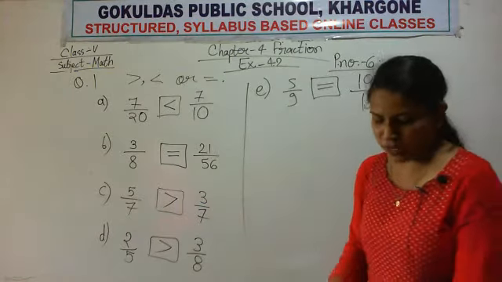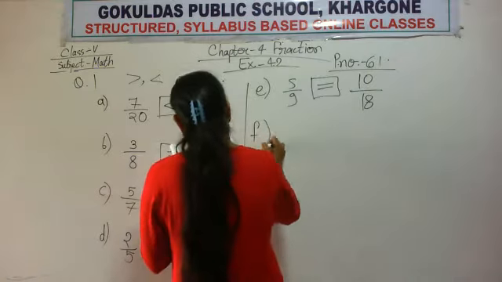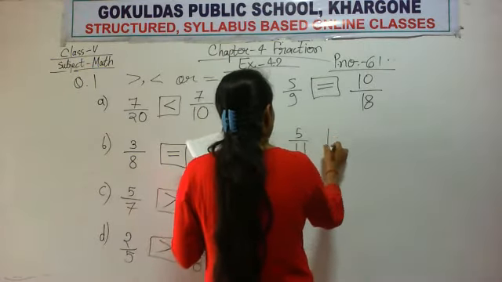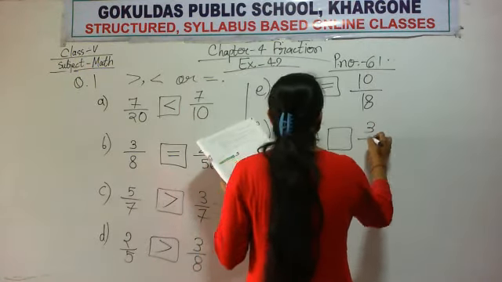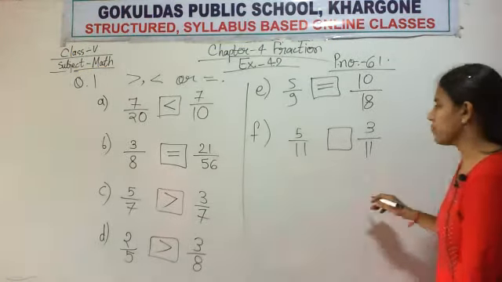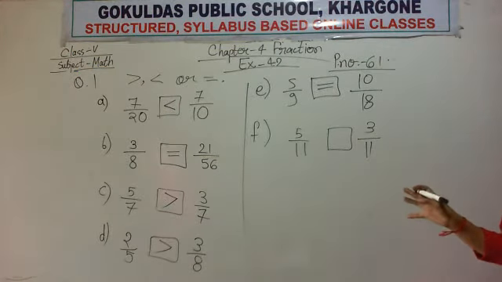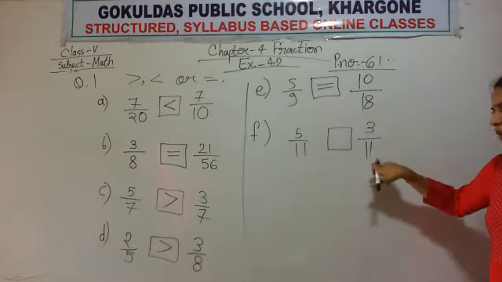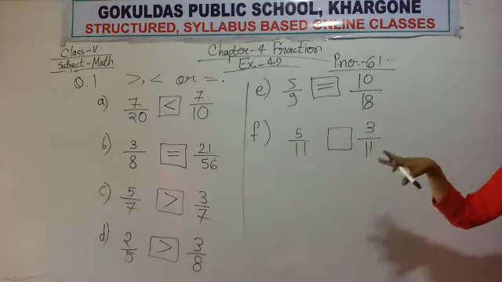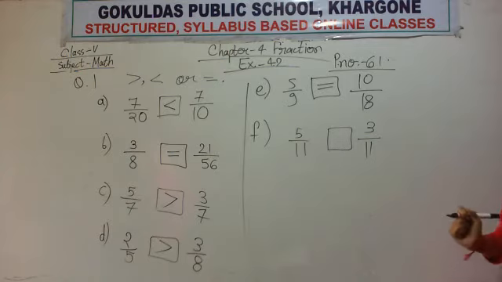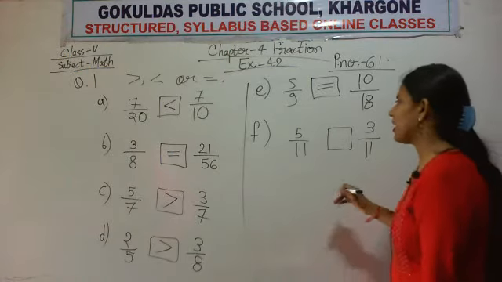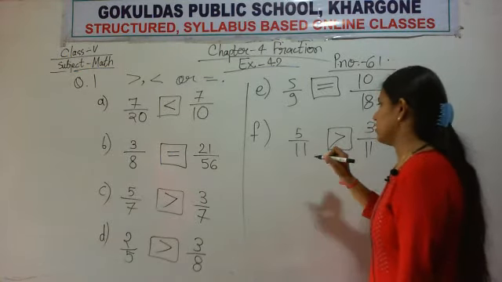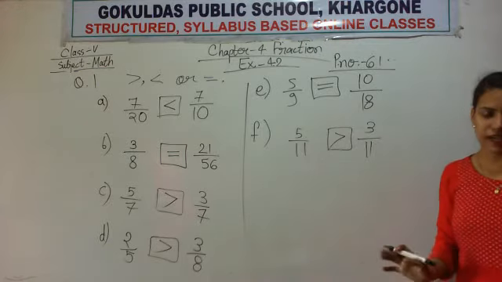Now let us do one more, that is F: 5 upon 11 and 3 upon 11. Compare them. Are they like fractions or unlike fractions? Observe first. As the denominators are equal, the given fractions are like fractions. So we can easily compare like fractions. 5 upon 11 is greater.